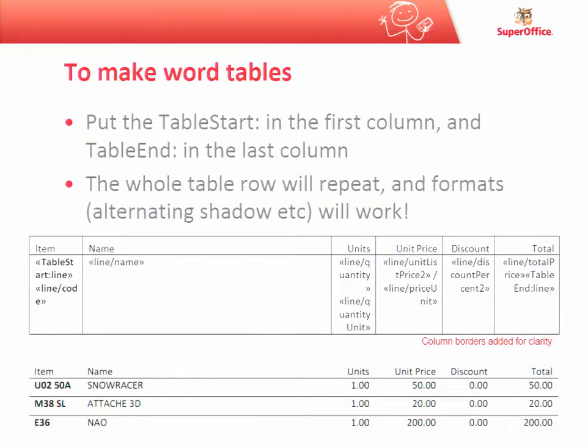And you see there is a table start line at the beginning of the first cell, and there is a table end line at the end of the last cell. And this is what makes the Expose Word engine repeat everything in between. And when pressed like that, everything in between means the whole line of the table.